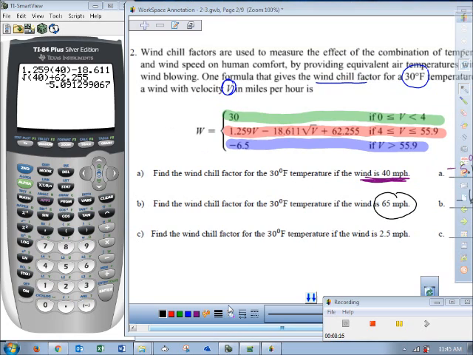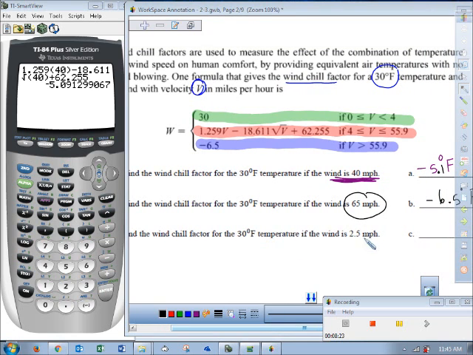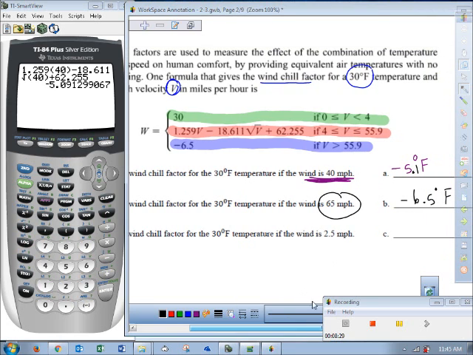And then the last part, part C, or I guess there's a part D, says find the wind chill if the wind is blowing 2.5 miles per hour. So 2.5, we've just got to figure out which piece, and doesn't that go into the green guy? And the temperature would be 30 degrees Fahrenheit. Basically, that little bit of wind speed, 2.5 miles per hour, didn't affect our temperature at all.